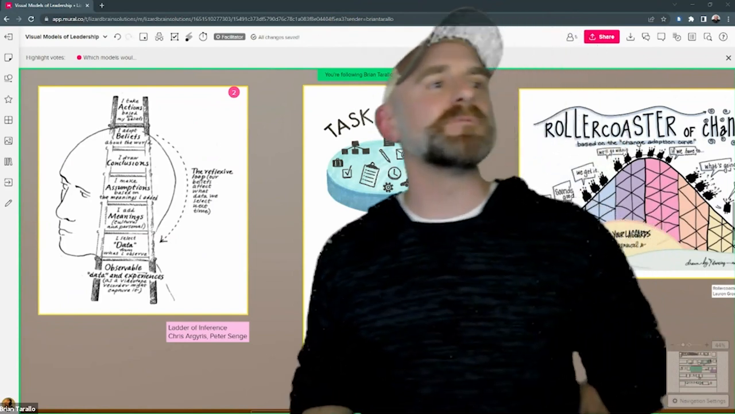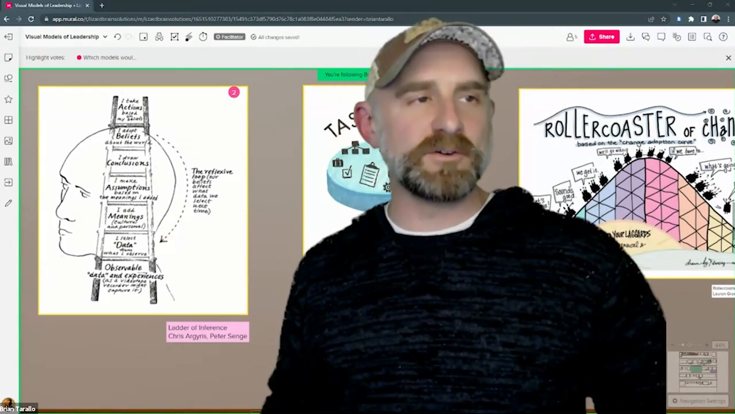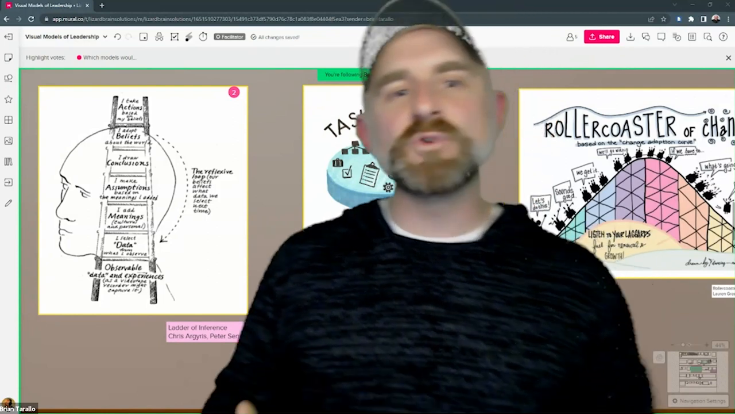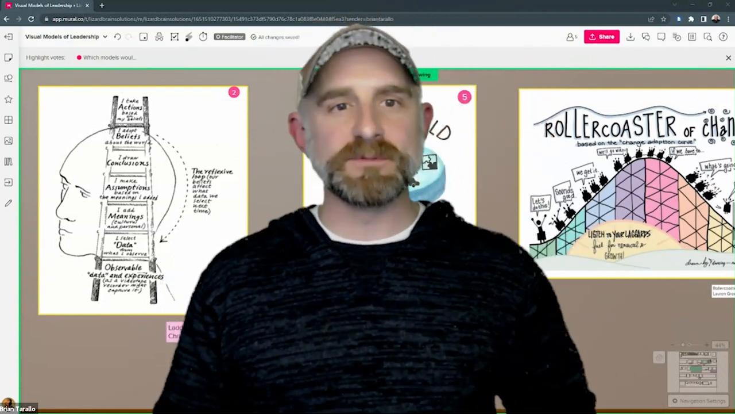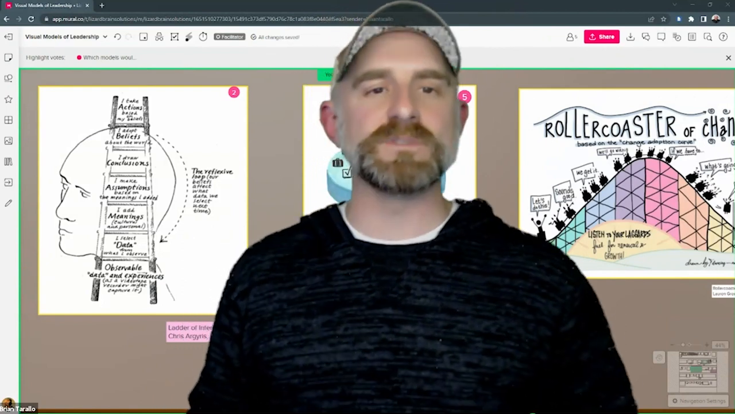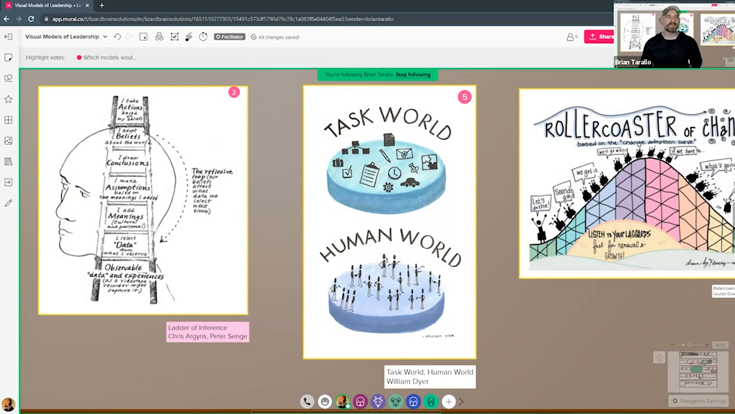It's very simple, but it's the idea that there is a task world and that there is a human world. And that the task world is one of your job jar. It's what's in your position description. It's what's clogging up your inbox. It's what's on your task list. It's what's filling up your calendar. That's the task world. The human world is the one of interpersonal connections. It's the one of relationships. This is actually where communication lives in the human world.